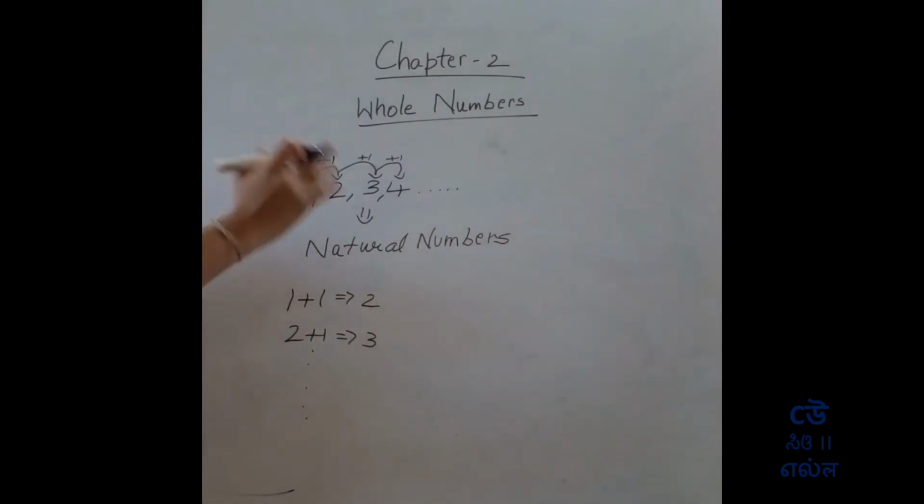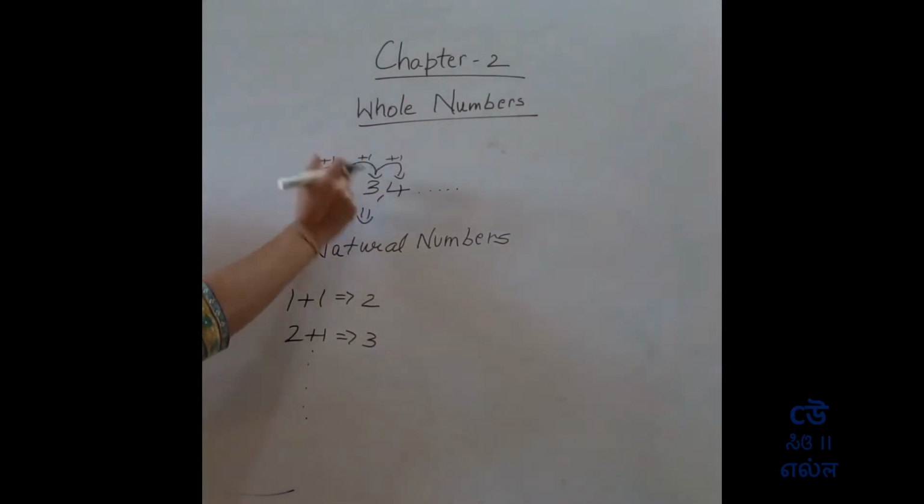So we are getting the successor numbers. Successor means we are getting the next numbers, right? So if we add 4 plus 1, then we'll get 5. It goes on repeating. For this procedure, if we add, we'll get the next number. For that, we'll call it successor. So 1's successor is 2, 2's successor is 3, 3's successor is 4.